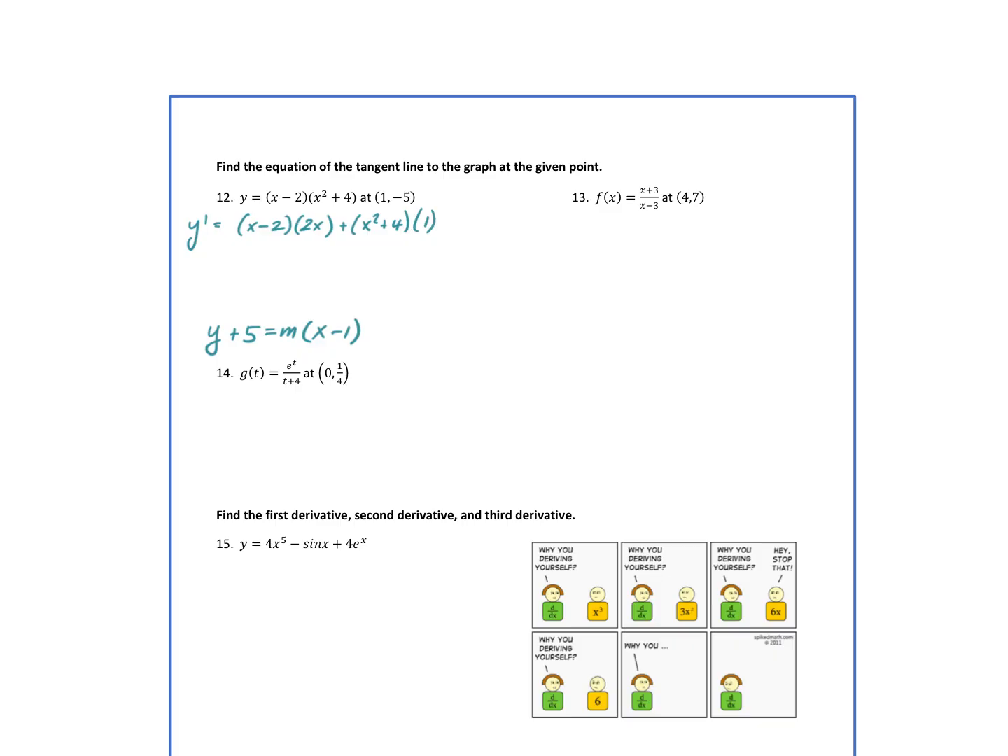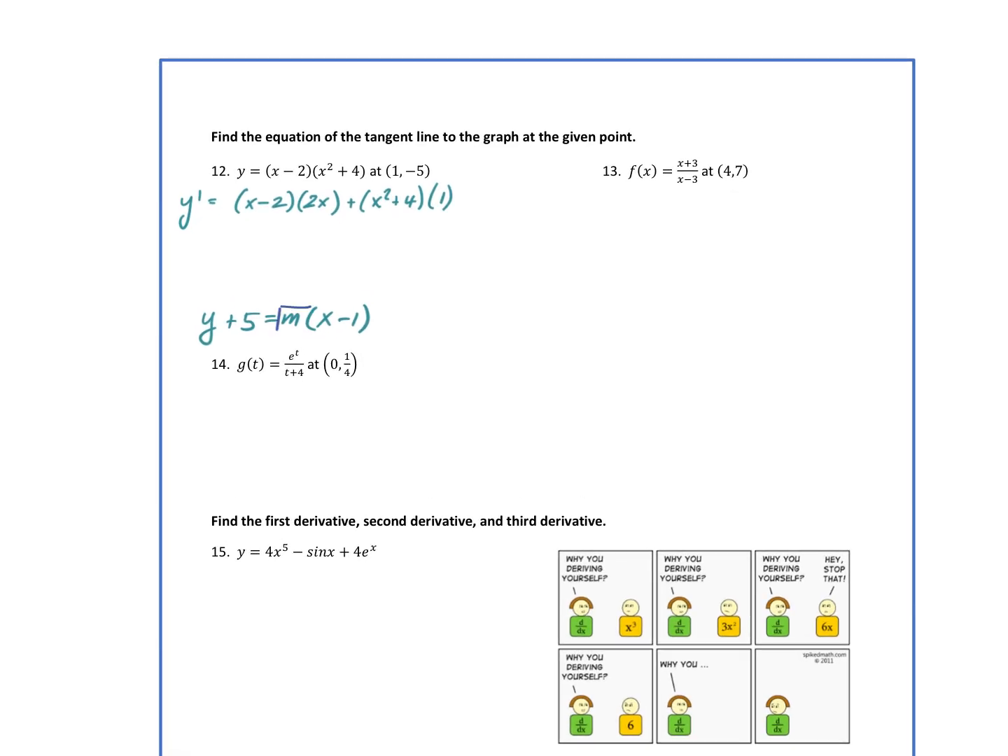You can simplify this, but since we're plugging in x equals 1, I would just go ahead and plug it in. I just need the value of the slope. And since 1 is such an easy number to plug in, I think it would make it much easier. If I plug in 1 here, I get negative 1, and I would get 2 here. So negative 2 plus, plug in 1 plus 4 is 5. I get 3. Take this out, put a 3 there, you're done. We have y plus 5 equals 3, and then x minus 1.